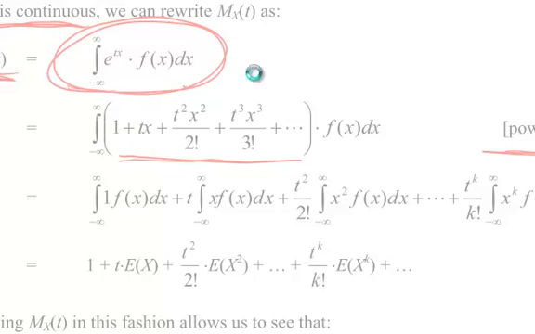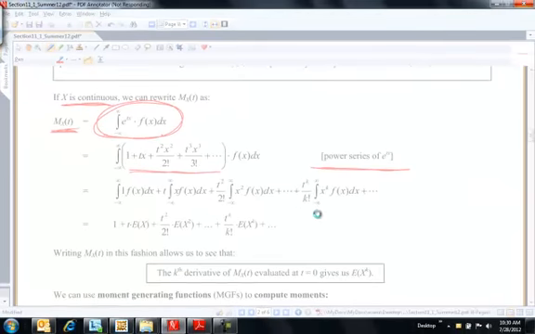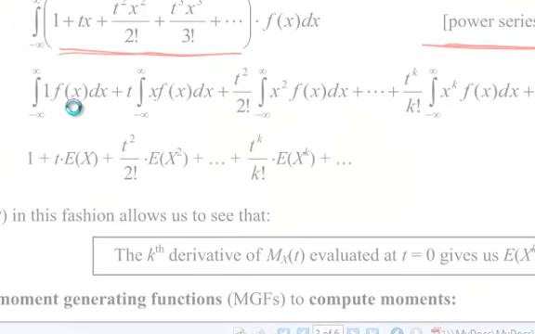If I multiply 1 times f of x, I get this. If I multiply t of x times f of x, I get this. So I'm just going to expand and then separate them into separate integrals. You can see what I'm doing there, right? This is going to be an infinite sum of these integrals. Well, 1 times f of x dx over this interval is just 1, because this is the definition of a valid probability density function. This right here, x times f of x, is just expected value of x.